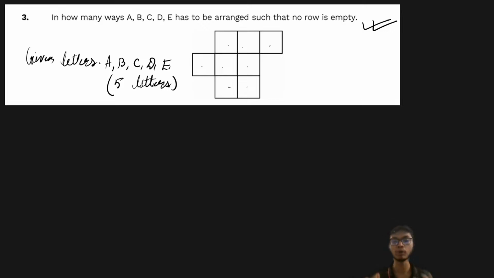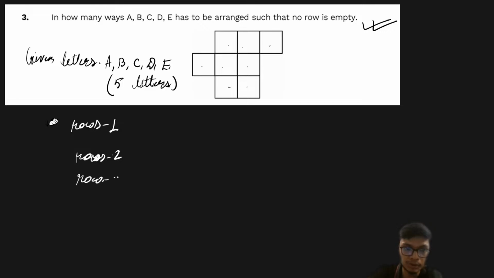For that, the best way to solve this question is to make the following cases. Let us try to understand how I can assume this. Let us say row 1, row 2 and row 3. Let us say we have to arrange these letters in row 1, row 2 and row 3, and these are the alphabets that I'm going to put over here.